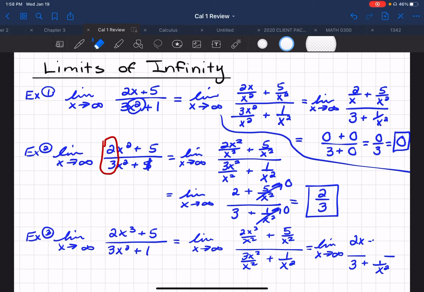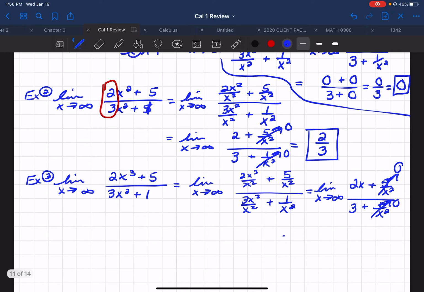Again, these two terms are going to go to 0, but this 2x on top, when you plug in infinity, 2 times infinity is infinity, over 3, which is infinity, which means your limit does not exist. So those are your three cases. It's either going to be 0 if the bottom is bigger than the top, it'll be the ratio of the coefficients if they're the same, and it'll be does not exist if the top exponent is bigger than the bottom.